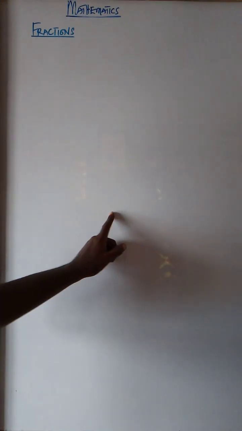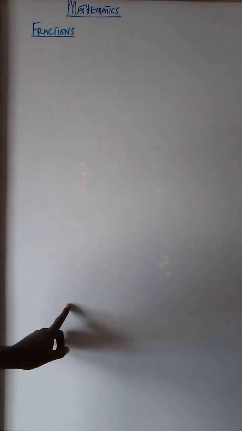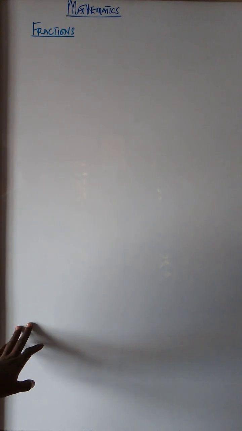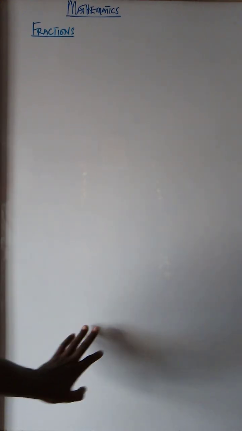For today's class, we are going to talk about fractions. Recall, in our first video, I explained that numbers are either real or complex. Real numbers are either rational or irrational. Then rational numbers are either whole numbers, which we call integers, or fractions. In our previous lessons, we focused on integers. Now we want to talk about fractions.